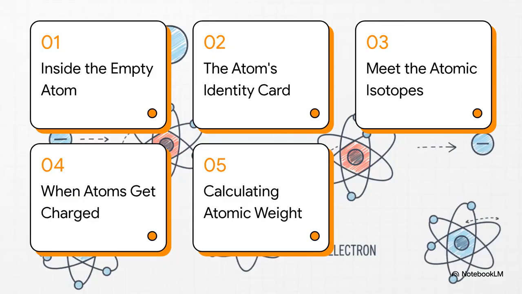So here's what we're going to cover. We'll look inside that empty atom, figure out what gives an element its unique identity, and then see what happens when we play around with its parts to make isotopes and ions. And finally, we'll tackle why those atomic weights on the periodic table are never nice round numbers.